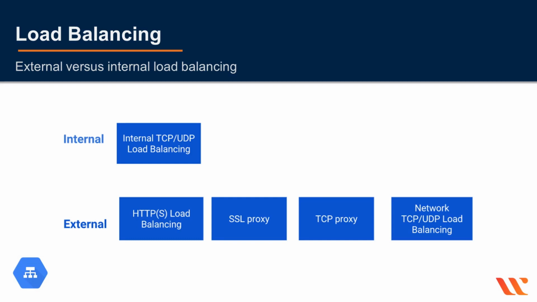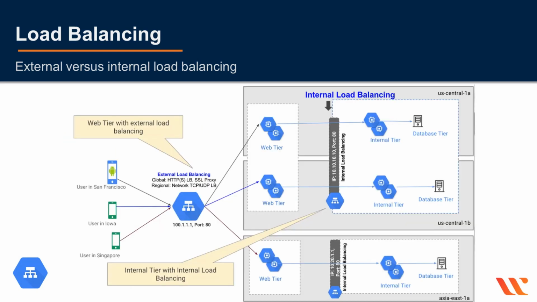GCP's load balancers can be divided into external and internal load balancers. External balancers distribute traffic coming from the internet to your GCP network. Internal load balancers distribute traffic within your GCP network. The diagram here illustrates a common use case of how to use external and internal together.